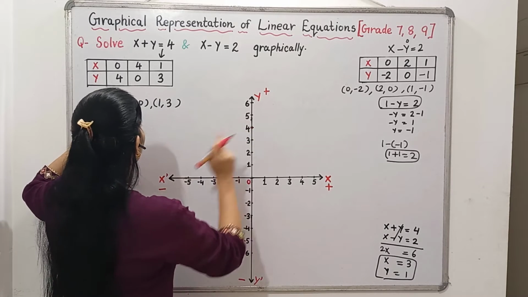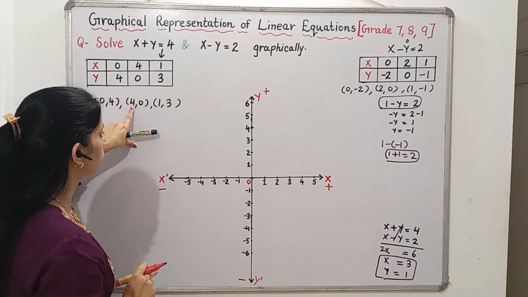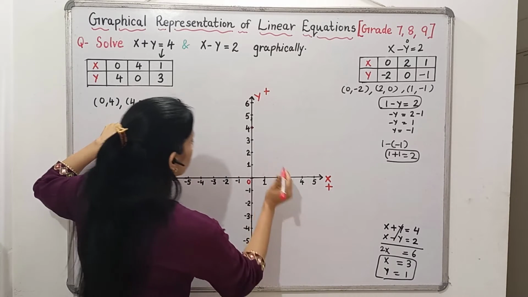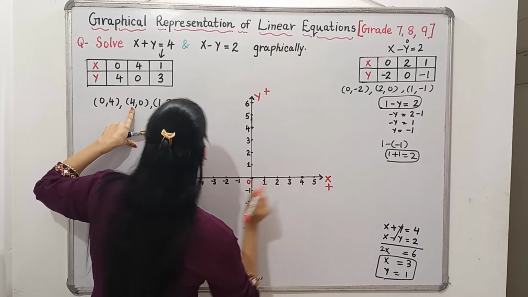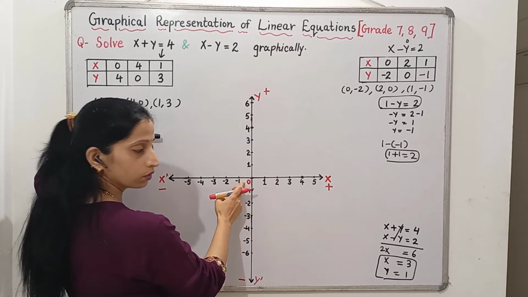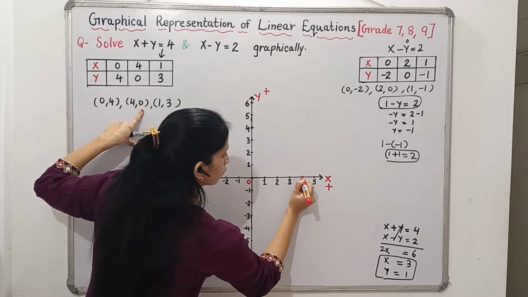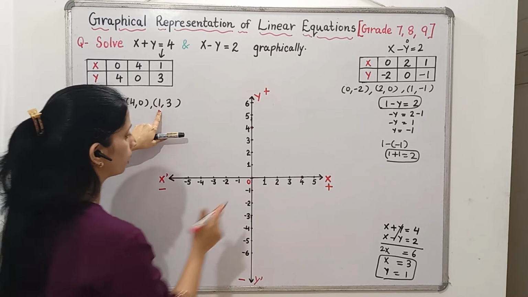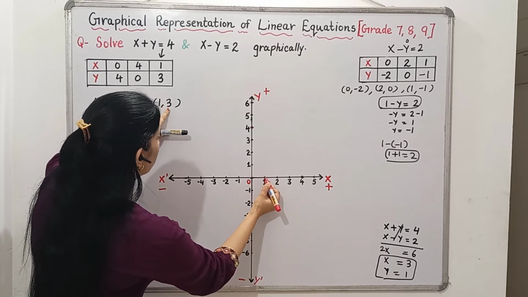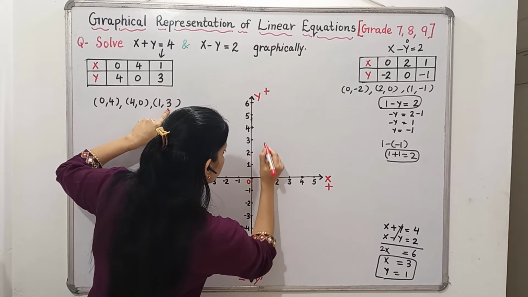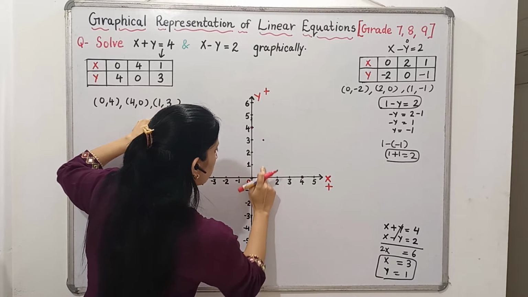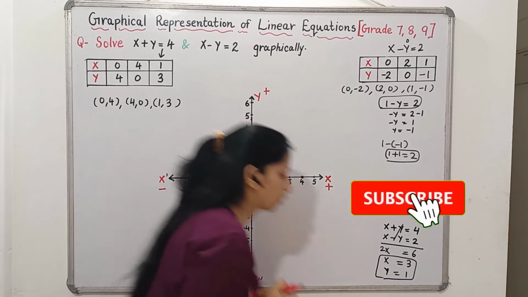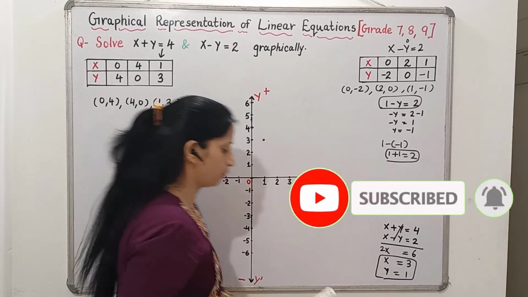Okay. Now (4, 0). Now x is equal to 4 and y is equal to 0, so this means it lies on the x-axis. Here this point will lie. Now the third one is (1, 3). x is equal to 1, this is 1, and y is equal to 3. This means it will be here, (1, 3). So we will draw a line by using these 3 points. So let's draw.